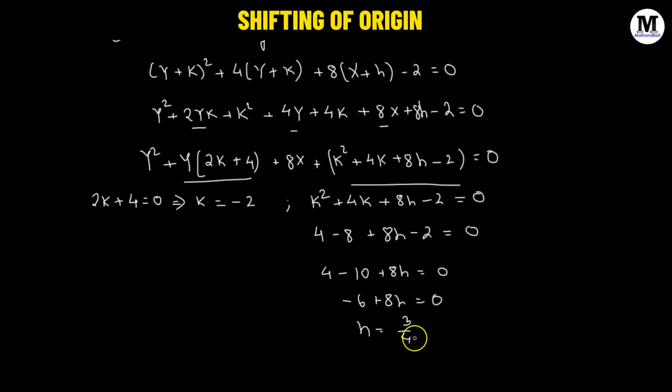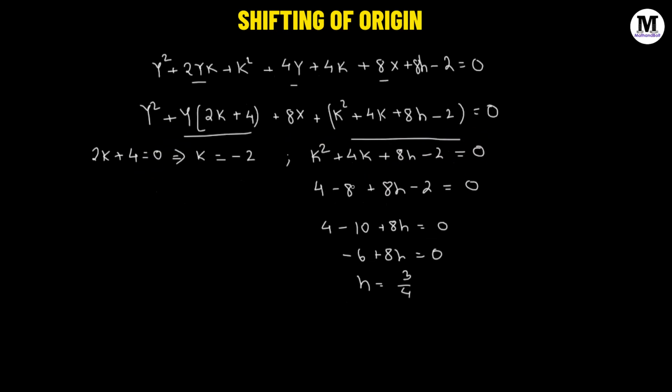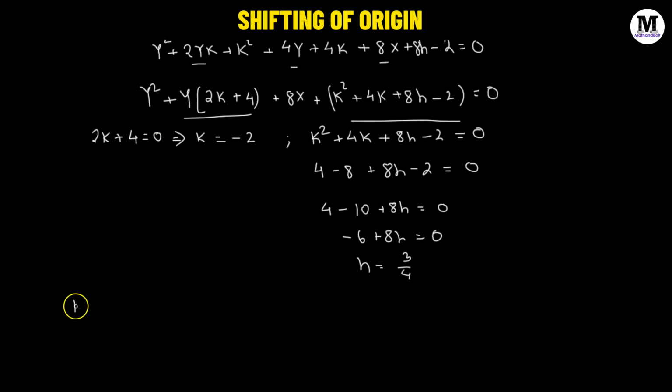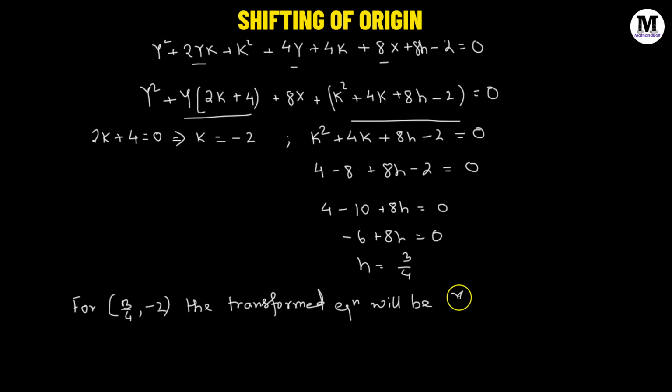So that's the value of h, which is 3 over 4, and the value of k equals negative 2, such that this particular equation is going to transform. Okay, so let's write it down. So for the new origin, which is 3 over 4 comma negative 2, the transformed equation is going to be y squared, so the second term does not exist, plus 8x, equals 0. Let's move on to the next problem.